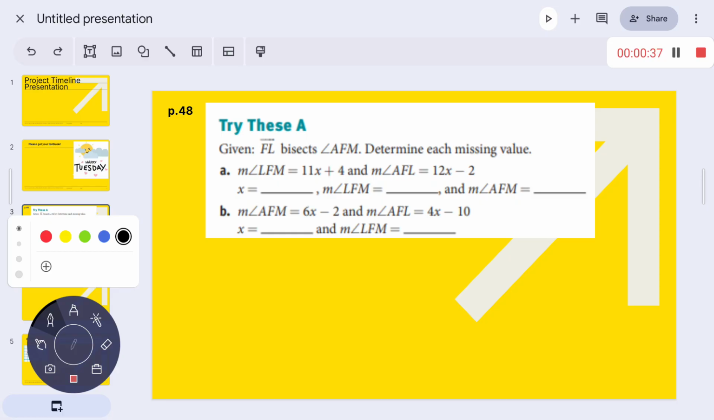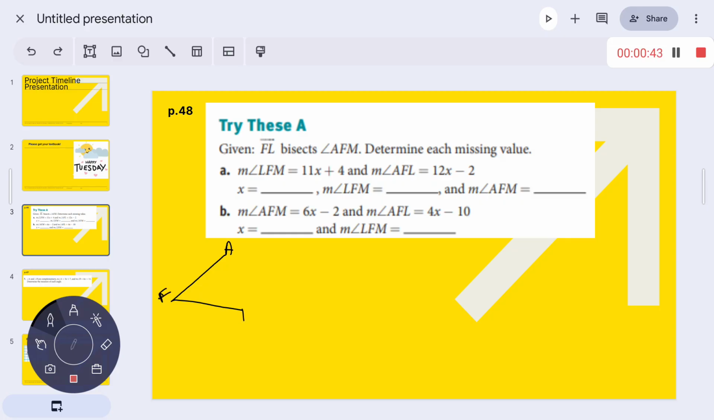Okay, so we have our angle, which is AFM. AFM, that F has to be the vertex. FL bisects that. So remember, that means it's splitting it in half. That means these two angles should be equal. And again, I don't know if these angles should be larger or smaller, but I do know these two angles will be congruent.